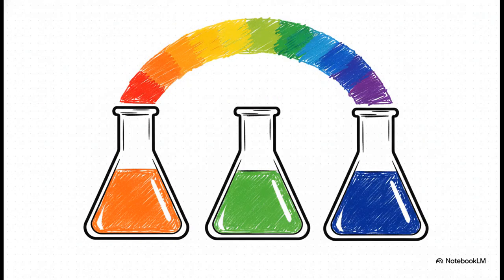Okay, so let's put our code into action. A universal indicator, which is what was used in our experiment, is specifically designed to change color depending on a solution's pH. So, if a solution has a pH less than 7, it's going to turn orange or red, telling us, hey, I'm acidic. But if the pH is greater than 7, it shifts over to blue or purple, signaling that it's basic. And what about the ones right in the middle? Yep, they turn green.